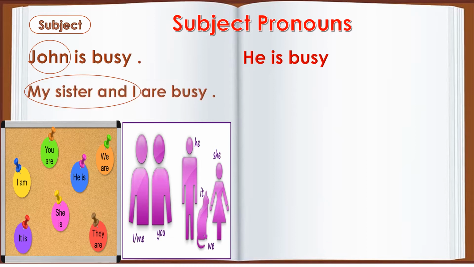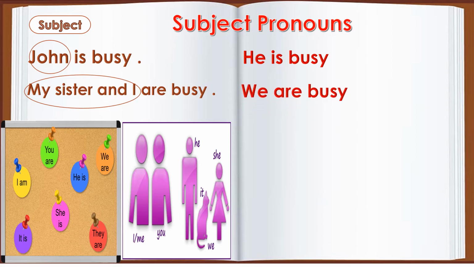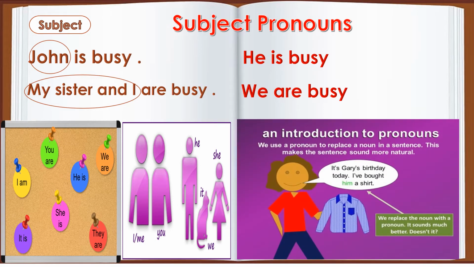Another example, when we say my sister and I are busy, we can replace the subject, which is my sister and I, using the pronoun we, so we are busy. So again, the subject pronouns that we can use instead of the noun if it is in the position of the subject: you, we, he, she, they, I, and it. Okay?